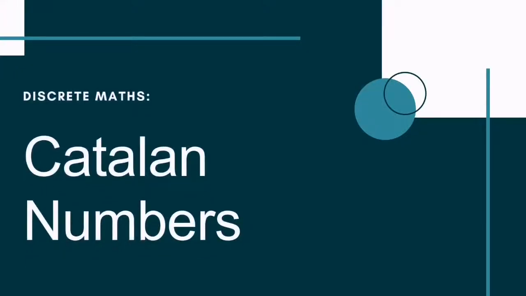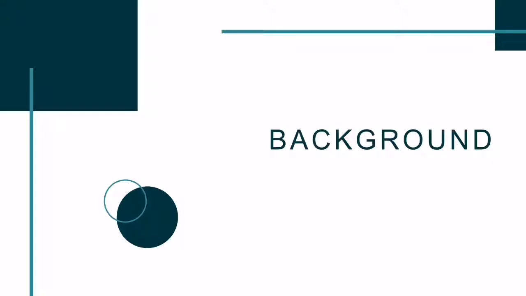Hello, today we are going to talk about Catalan numbers. The Catalan numbers are a sequence of positive integers that appear in many counting problems in combinatorics. They count certain types of lattice paths, permutations, binary trees, and many other combinatorial objects. They satisfy a fundamental recurrence relation and have a closed form formula in terms of binomial coefficients, which we'll talk about later in the video.